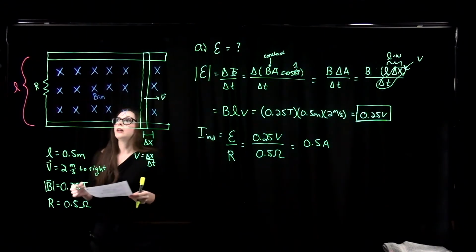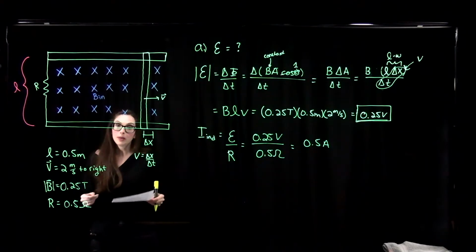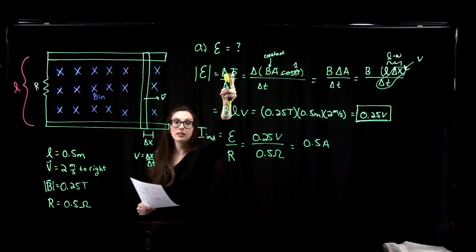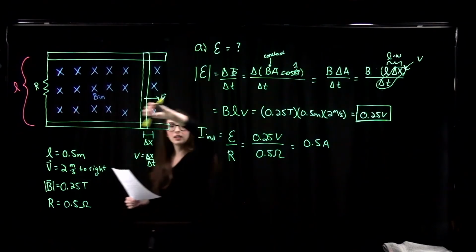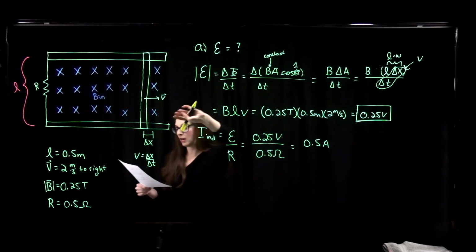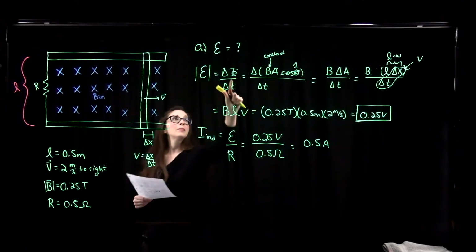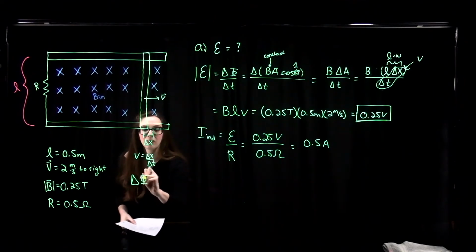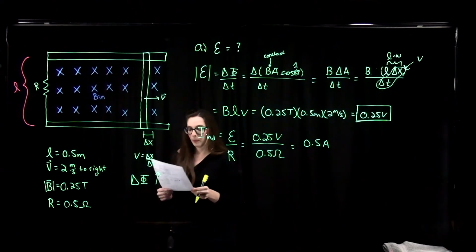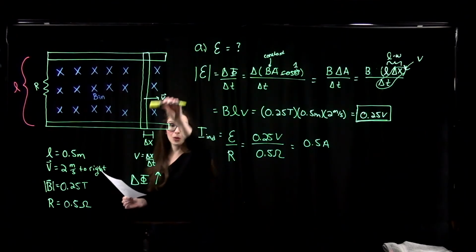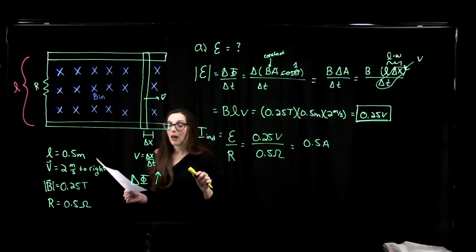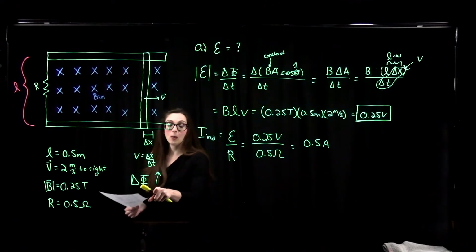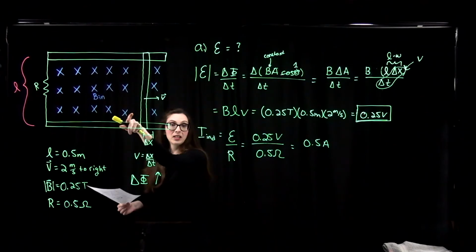Which direction is my current going to be within this circuit? Because B is staying the same, but my area is getting bigger as I'm moving my rod to the right here, my change in flux, delta phi, is increasing. So let's remind ourselves that delta phi is increasing in this problem. So a magnetic field will be induced due to a current in this loop that will want to oppose this change in flux. So if the flux is going up, my magnetic field is into the board.